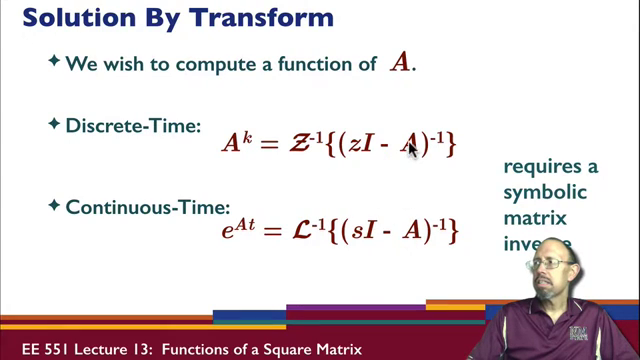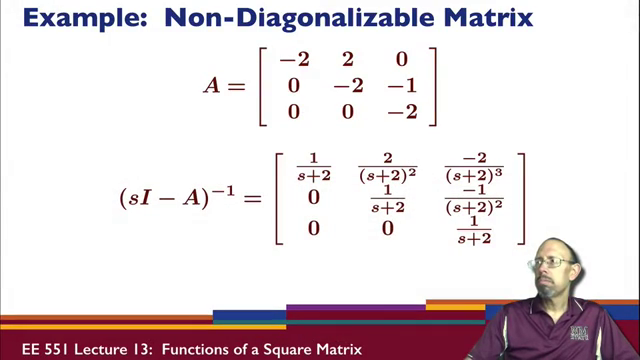In either case, these require a symbolic matrix inverse. So s is a symbol, A is a numerical matrix, and so we have a symbolic matrix inverse that we need to compute in both of these cases. So let's look at an example real quick. This matrix is not diagonalizable. It's a defective matrix. So when you compute sI minus A inverse, you get 1 over s plus 2 and then powers of 1 over s plus 2 in this matrix.